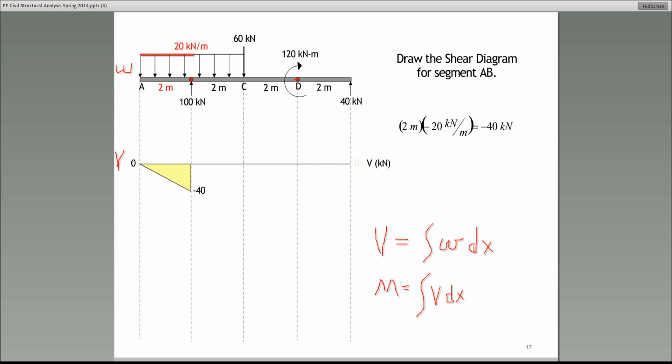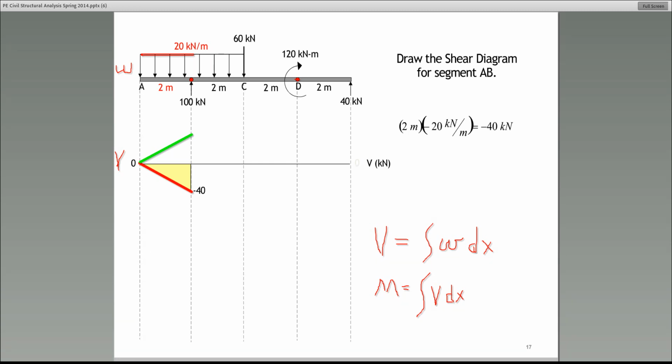So the shear between A and B, we expect it to be a first degree curve. What does a first degree curve look like? Well, the first degree curve looks like a line like this. All right? That's a first degree curve. Now, let me show you. There are two ways of doing that. The red one, or this green, or whatever that color is, that is also a first degree curve.